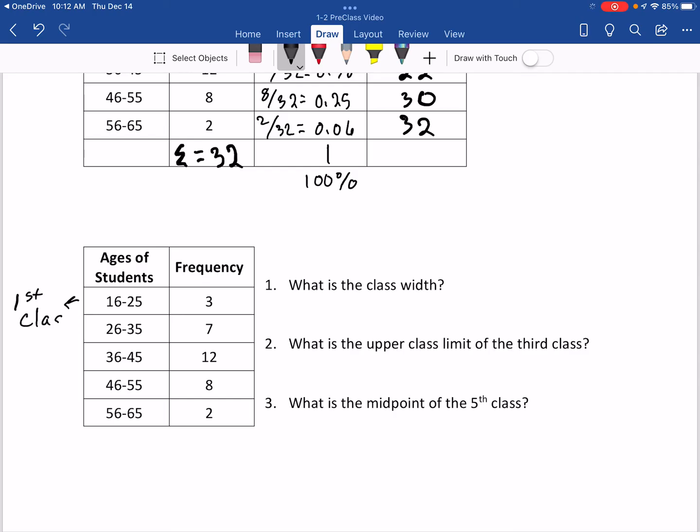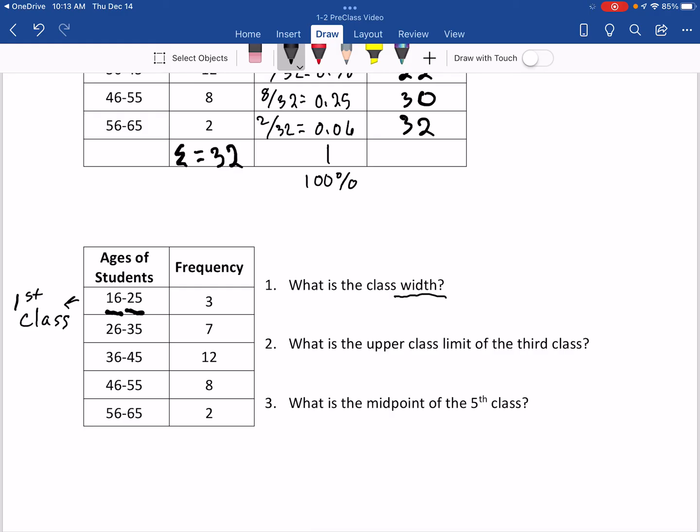So I would call this the first class, 16 to 25. And they're always called a class. It's not in reference to this class of students. The frequency table, it's always called a class. So the class width, you have to be careful about this, because it's not the difference between the lower class limit and the upper class limit. It's not the difference between those values. It's what my consecutive lower class limits are going up by.